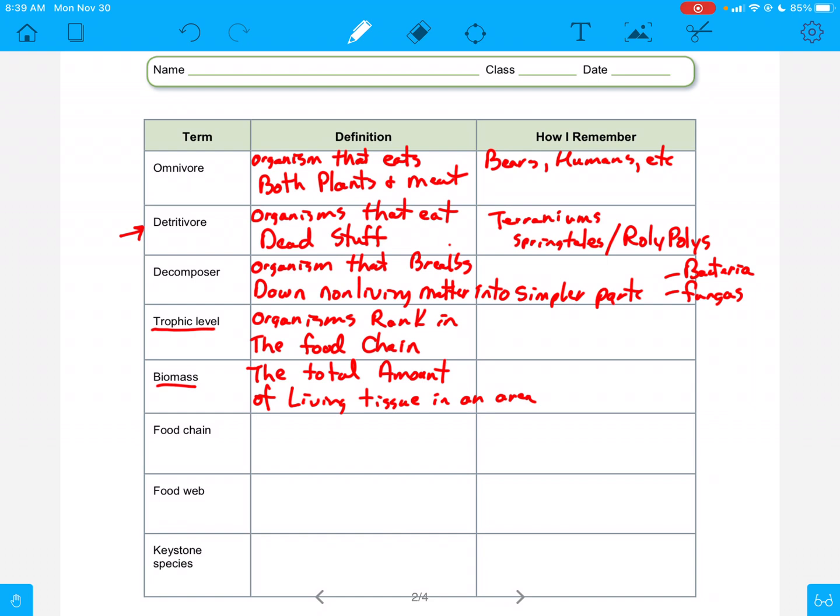Now, a food chain is a linear series of feeding relationships.